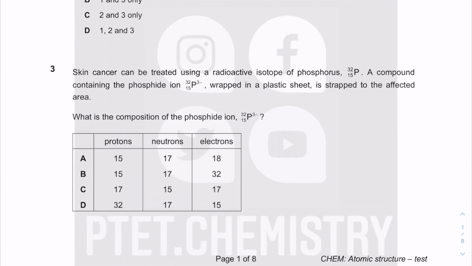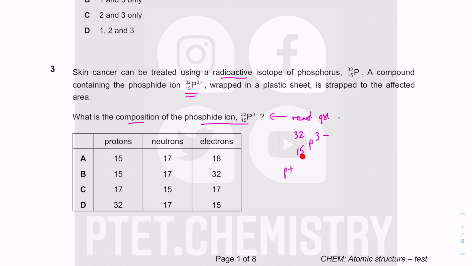Number 3, you have this radioactive isotope, radioactive meaning unstable nucleus. And we have a compound containing the phosphide ion. So the question is not really on the phosphorus atom, but on the phosphide ion, because what is the composition of the phosphide ion? So read the question carefully. Looking at the formula, this is a proton, electron, and neutron counting.